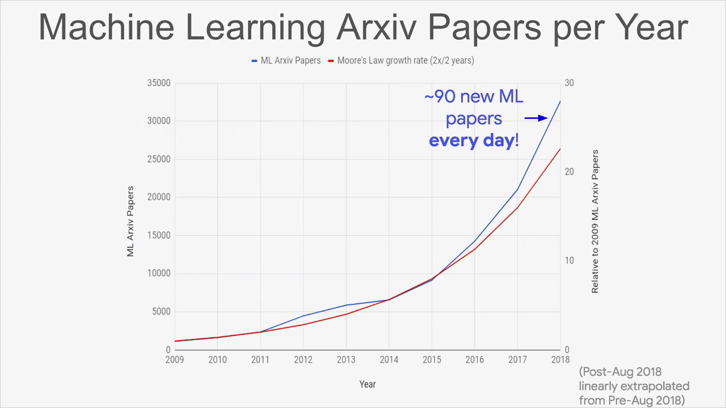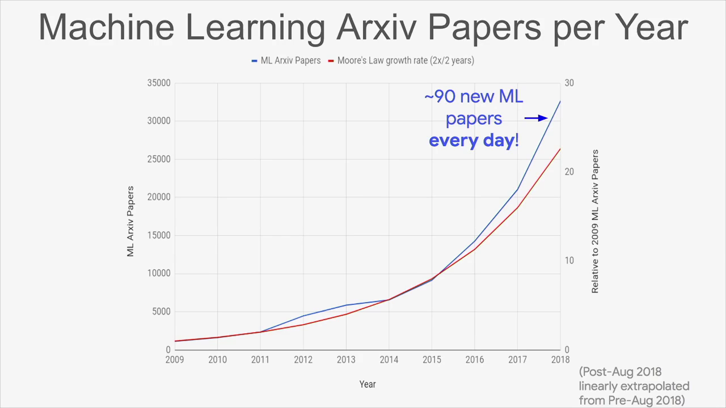But let's set the context. The field of machine learning is undergoing an explosion of interest and new people entering the field, doing all kinds of interesting things. This is a graph of the number of machine learning arXiv papers posted per year in the subfields of arXiv that are related to machine learning.